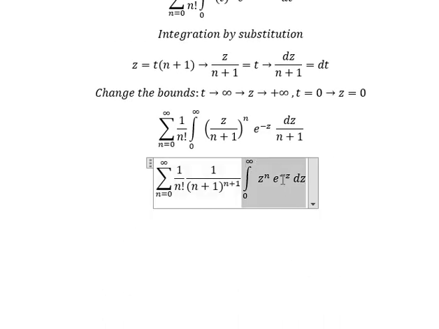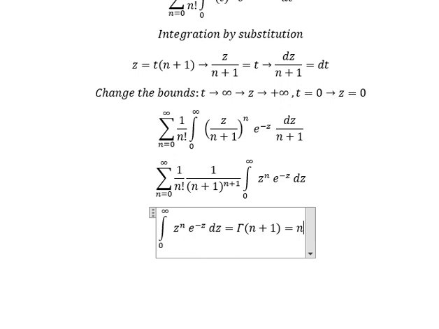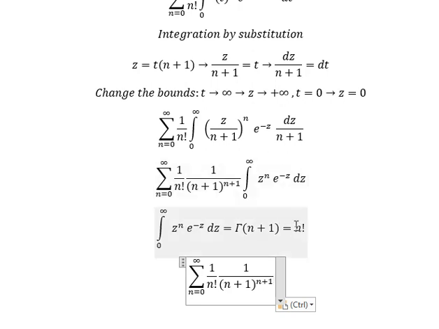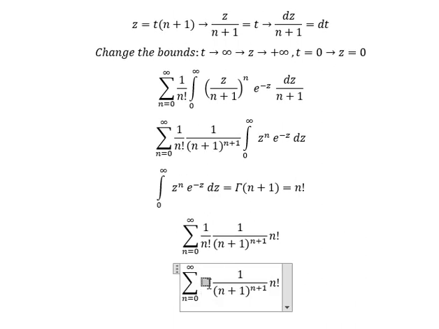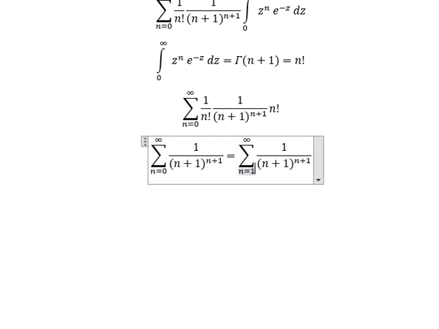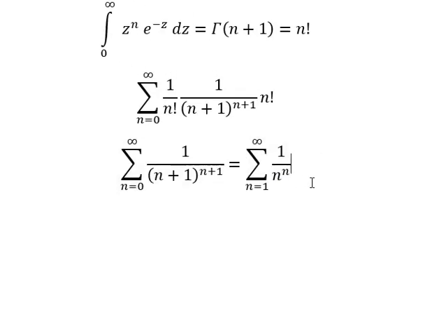Next, we have the last one, and this one equals gamma of n plus 1, or equal to n factorial. So that means we change this one into this one, and now we simplify n factorial. And now we can write this one the other way. So we put n equals 1. That means we can write it as n to the power of n. And here is the final answer. This is the end.